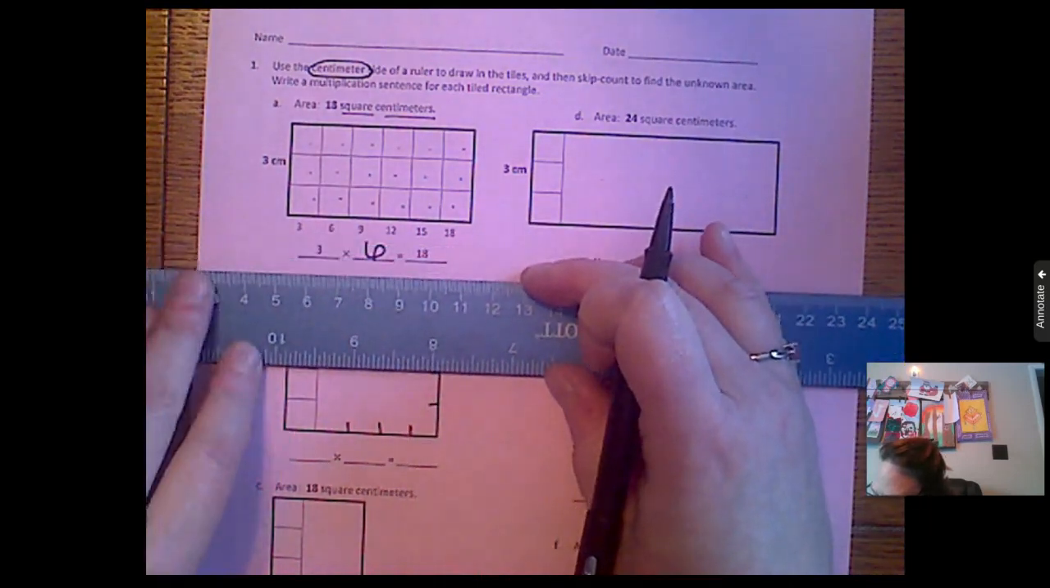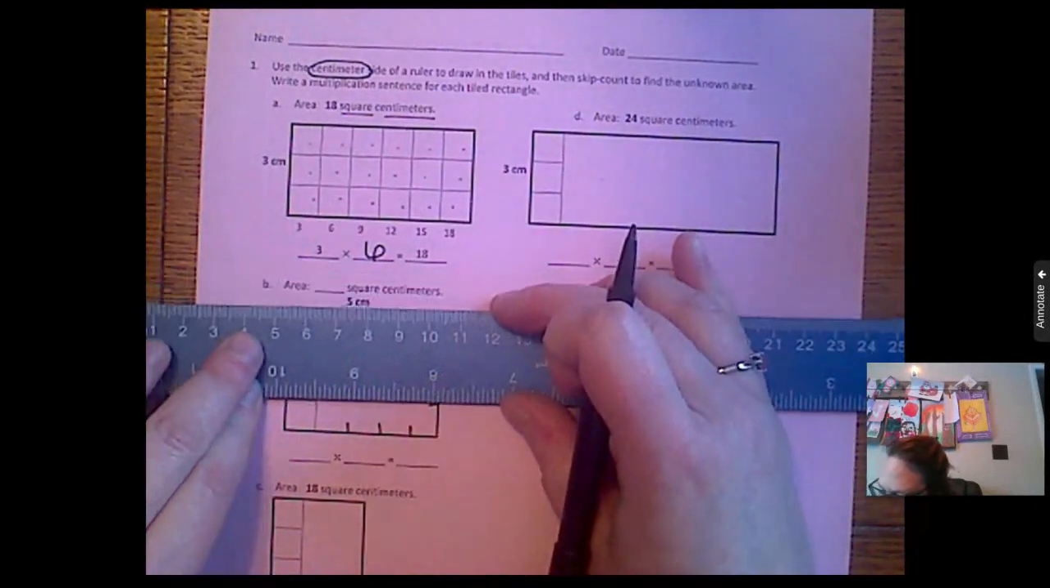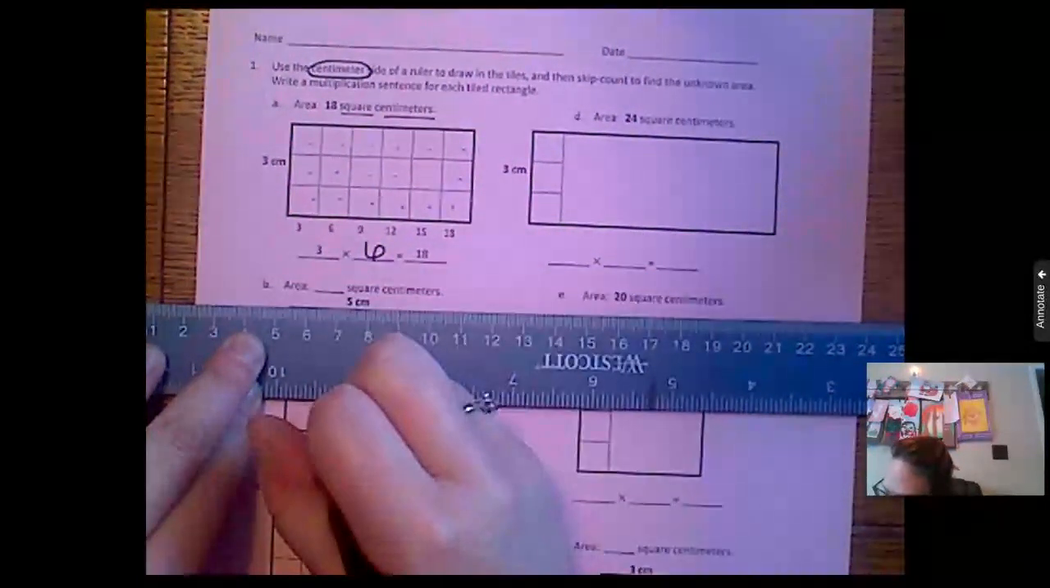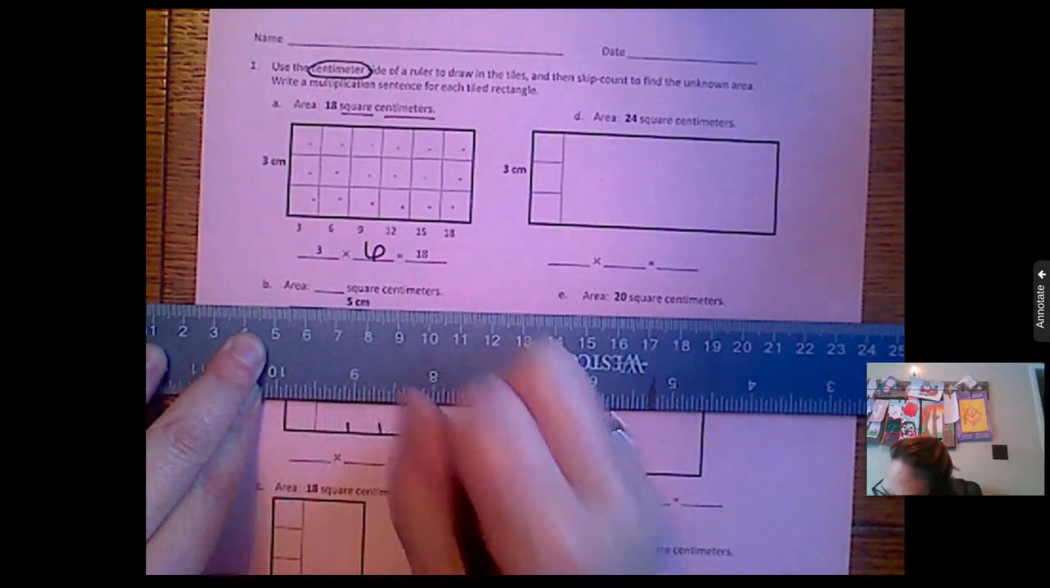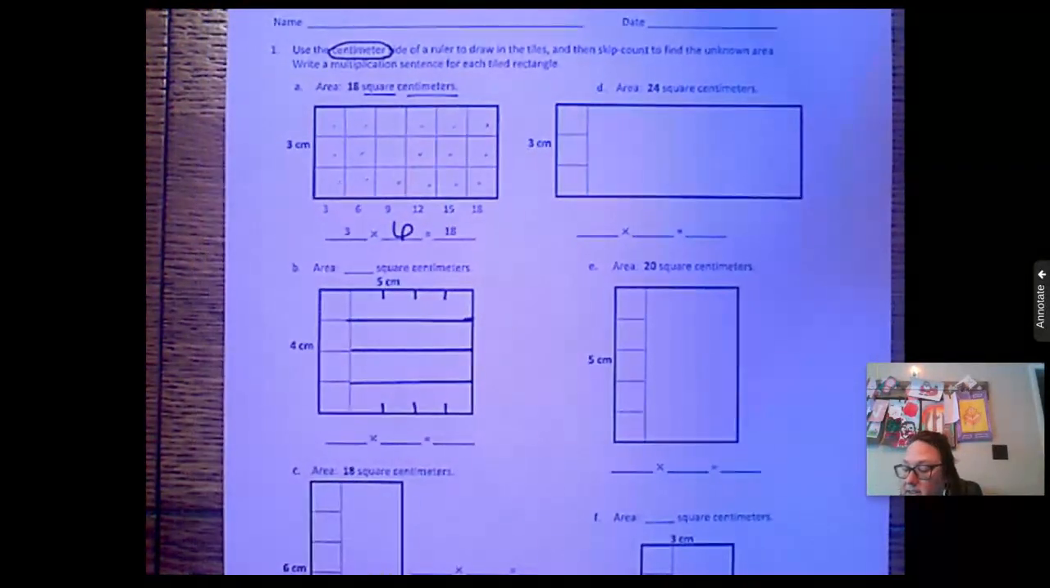Try to get it as close as possible. There's my side to side. And now side to side this way, right? The horizontal. And now I'm going to connect vertically.